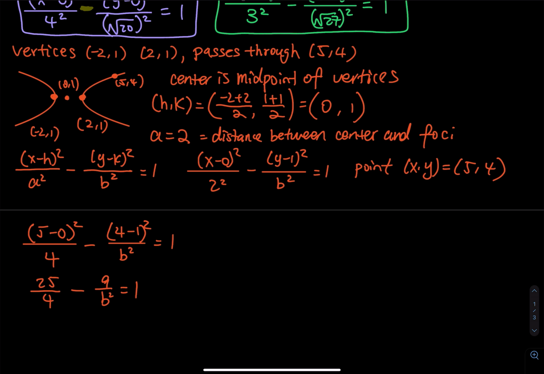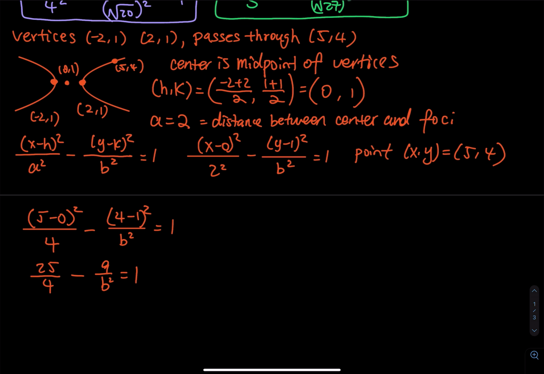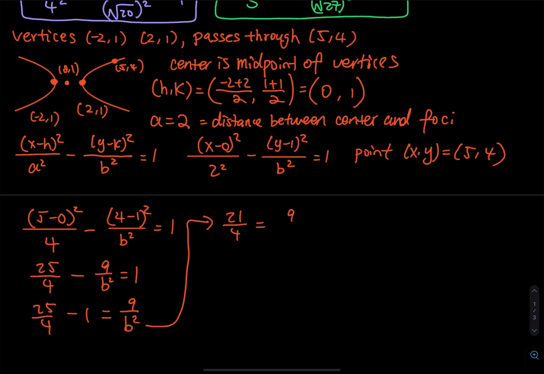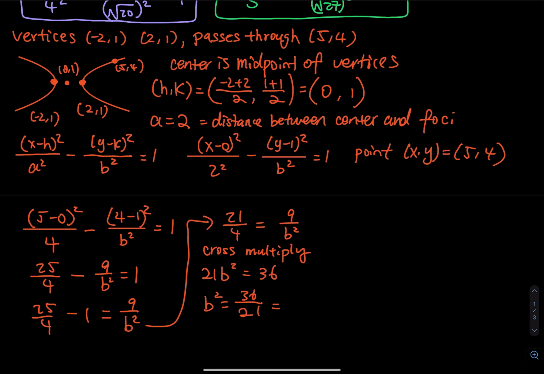All right. And then let's subtract 1. So 25 over 4 minus 1 equals 9 divided by b squared. And then 25 minus 4 is 21 over 4 equals 9 over b squared. Do you still remember how to solve this? You cross multiply. You have 21 b squared equals 4 times 9, which is 36. And then b squared is equal to 36 divided by 21. Reduce the fraction, you have 12 over 7. As a result, b is equal to the square root of 12 over 7.